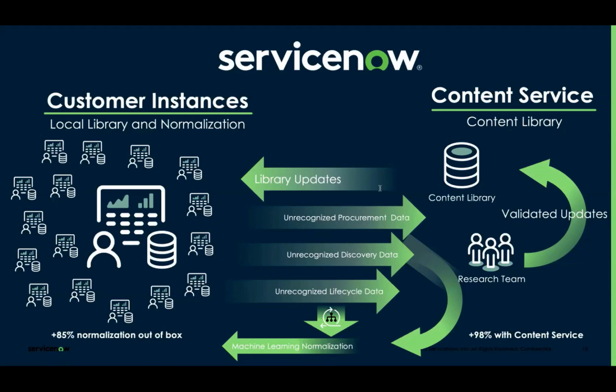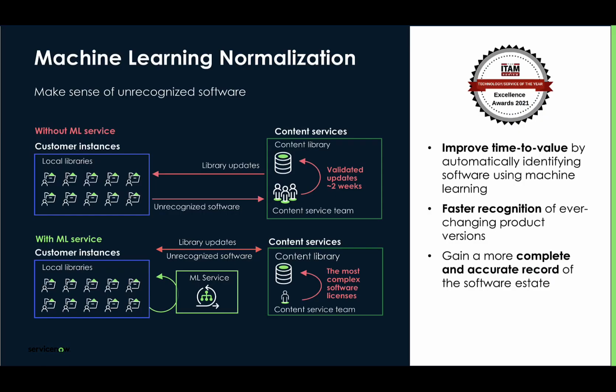With SAM Enterprise, if you have machine learning normalization, some of that feedback loop is reduced. The machine learning normalization process takes some of that unrecognized data, feeds it through our machine learning capabilities in ServiceNow, and normalizes it within your instance itself. Nice.